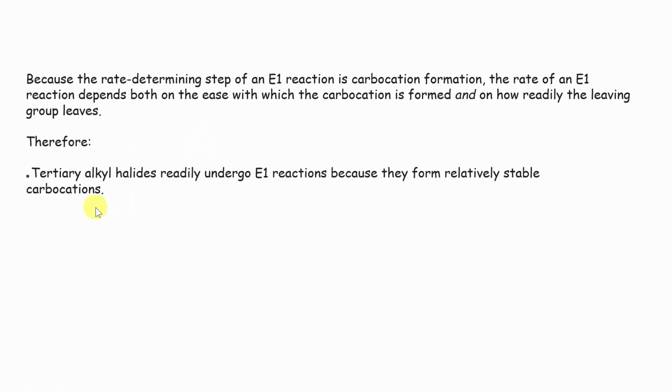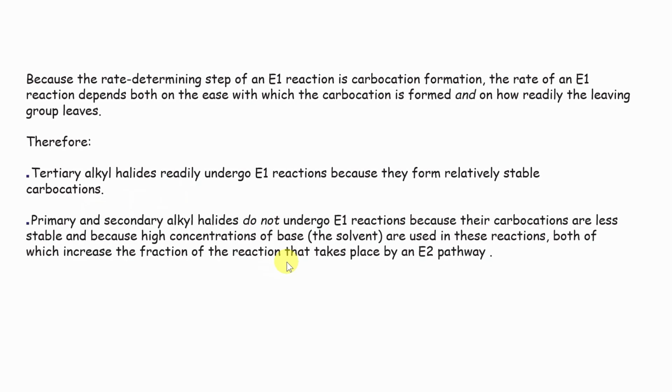Therefore, tertiary alkyl halides readily undergo E1 reaction because they form relatively stable carbocations. Primary and secondary alkyl halides do not undergo E1 reaction because their carbocations are less stable, and because a high concentration of base, in this case the solvent, is used in these reactions, both of which increase the fraction of reaction that takes place by an E2 pathway.